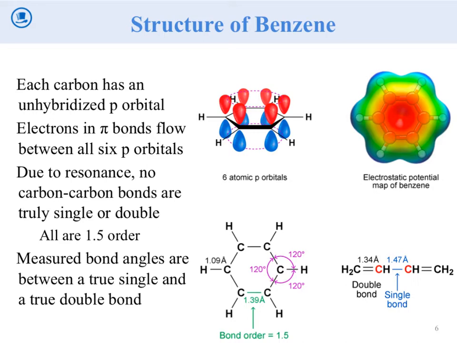Okay, so let's come back to benzene and why it's special. We talk about it being a conjugated system, so all these p orbitals are lined up, right? We have electrons in pi bonds. They flow between these 6 p orbitals. They're kind of flowing this way, and I just think of it like this, or sometimes people will draw it as a circle of electrons there.